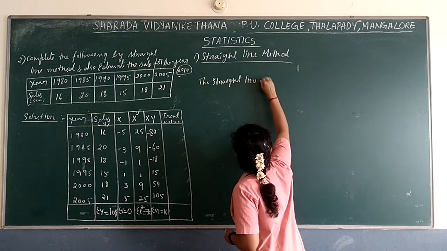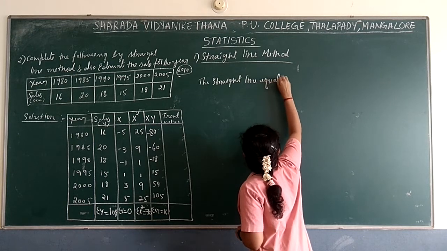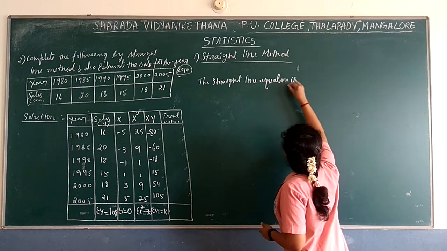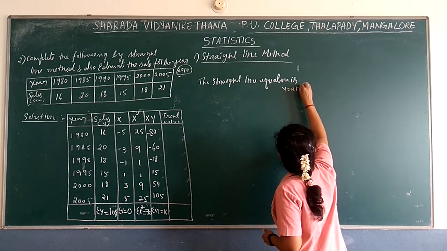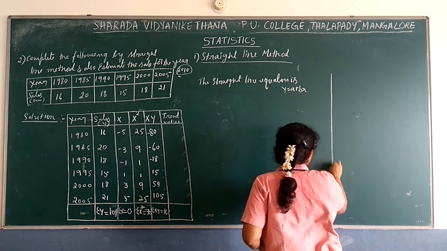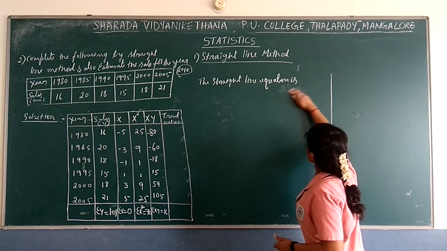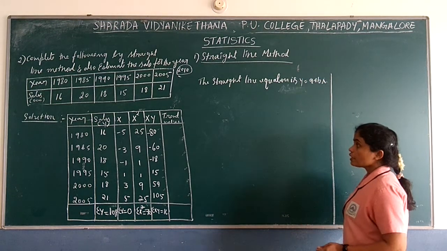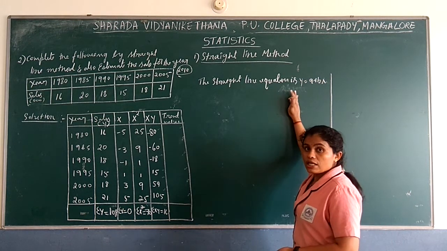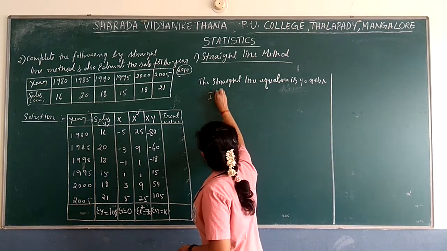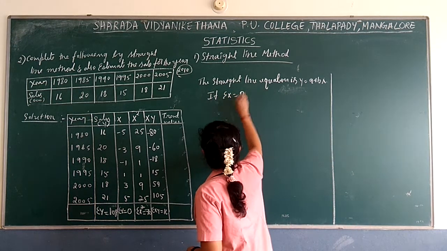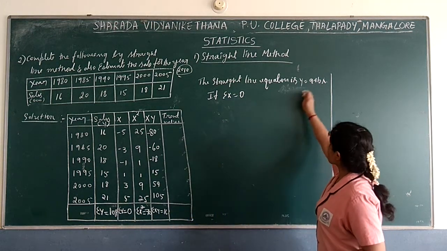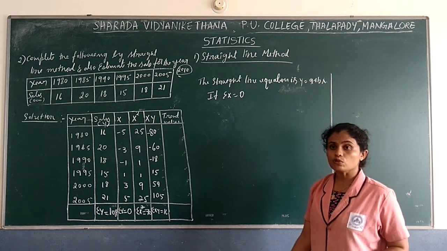The straight line equation, what is the straight line equation? It is y is equal to a plus bx, and we have to solve this equation under the condition that sigma x is equal to 0. If sigma x is equal to 0, we need to find out the values of two constants.